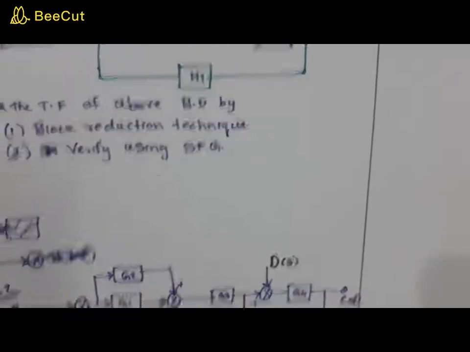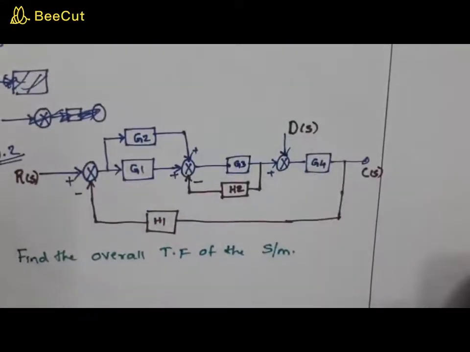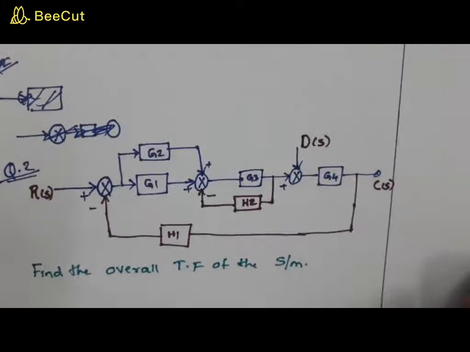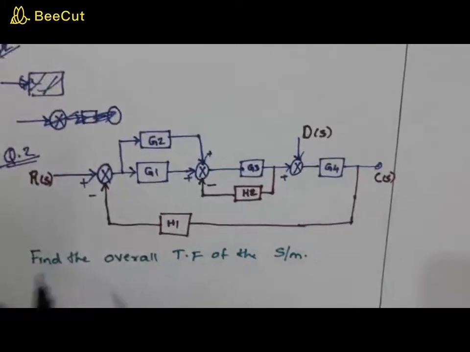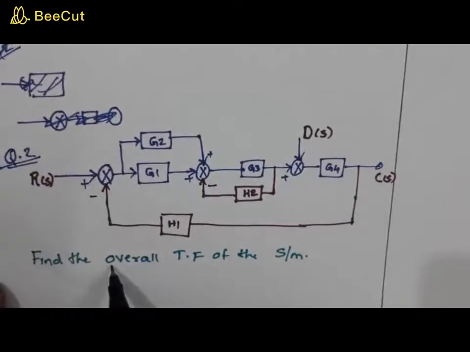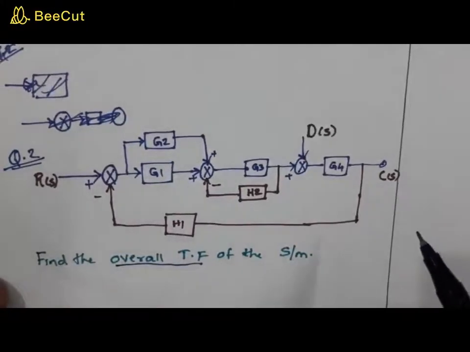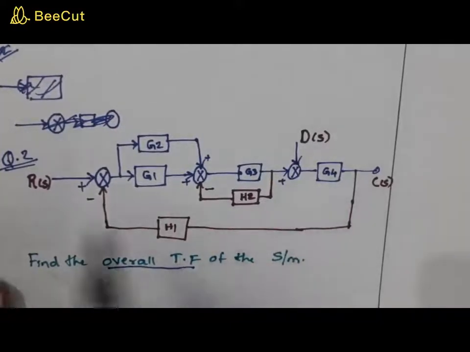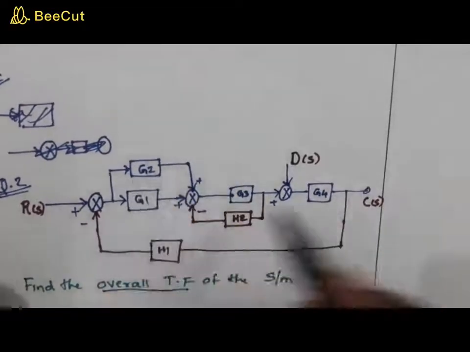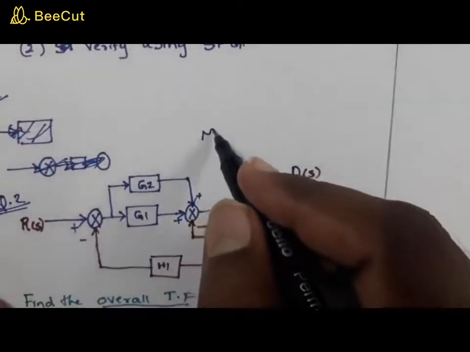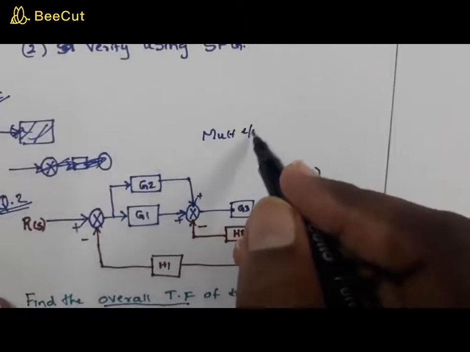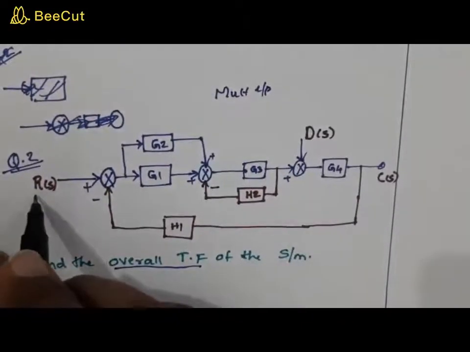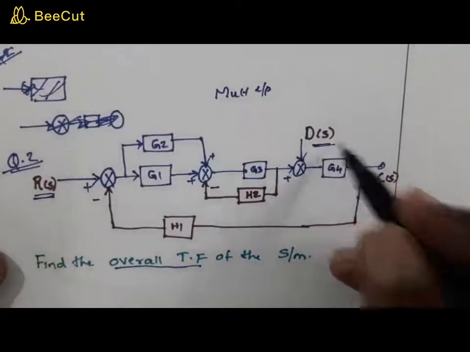Now that's your first problem, and the second problem is quite a different problem. In this, you are asked to find out the overall transfer function of the system. Now this is the first time you are being asked like this. Overall means you need to sum up the effect. So here in this problem, this comes under the multi-input system, right? And what are the multi-inputs? One is R(s), the other is D(s).